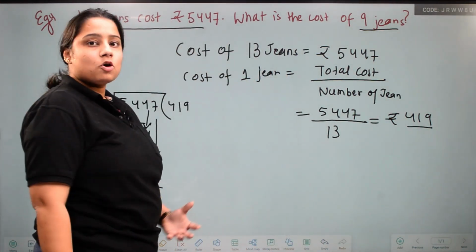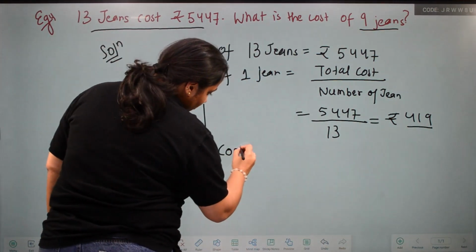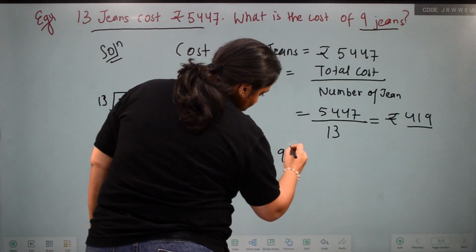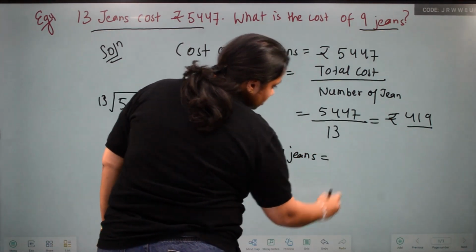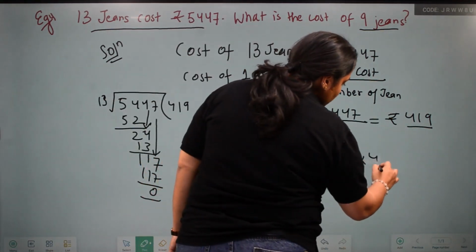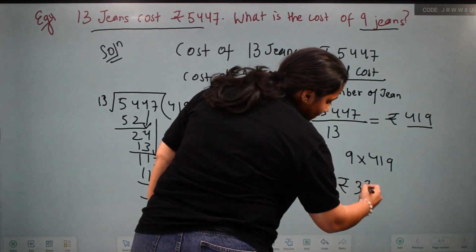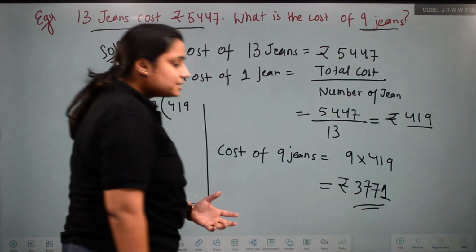Now we need to find the cost of 9 such jeans. So the cost of 9 jeans is equal to 9 into the cost of one jean, that is 419. So the required cost is 3771. So this is our answer.